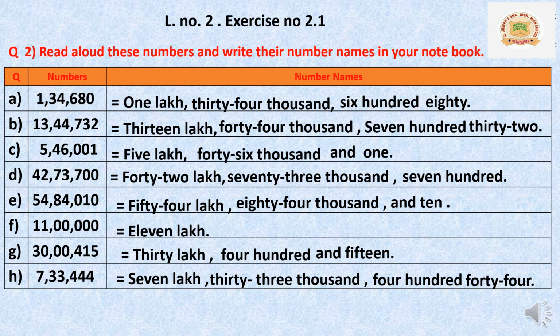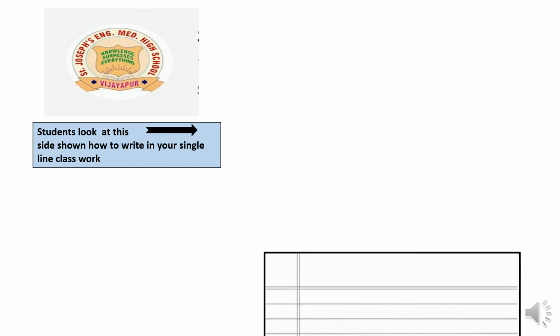7 lakh 33,444. This is the method to write the question number 2. So children, by this we have completed our exercise number 2.1. In this exercise we have learned writing the number name of the given numbers. So I'll show you how to write in your classwork.